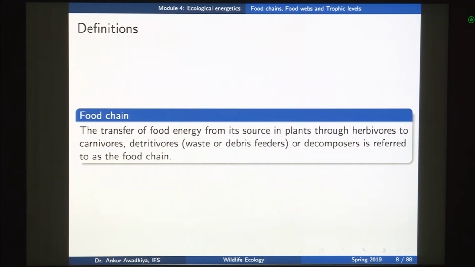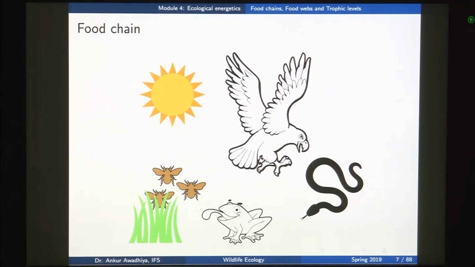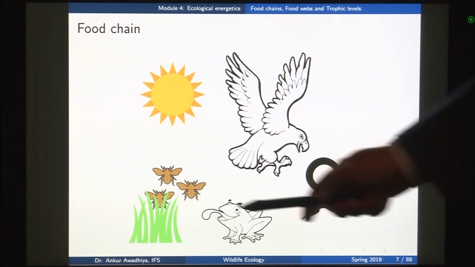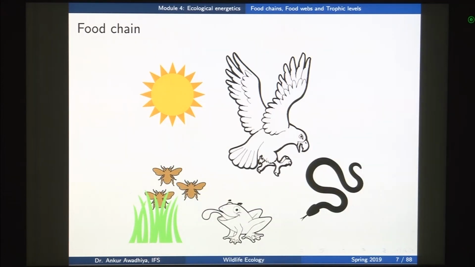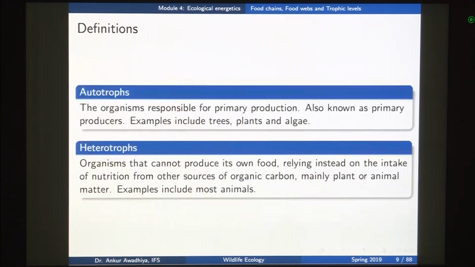So, the sun is providing energy to the plants, and that energy is getting stored in the form of carbohydrates and in the form of different organic molecules. So, that energy from sunlight is getting converted into chemical energy, and this chemical energy is moving through different organisms in this community in the form of the food chain. And we also have a number of other definitions that we will use later on.